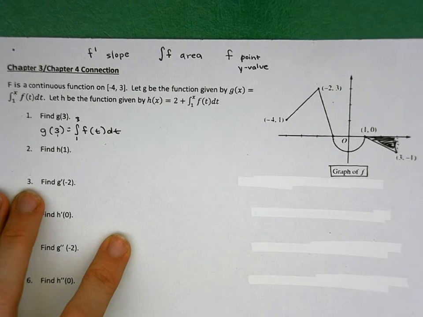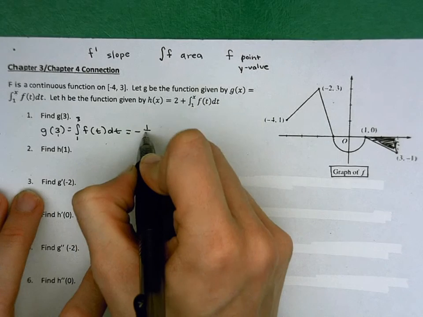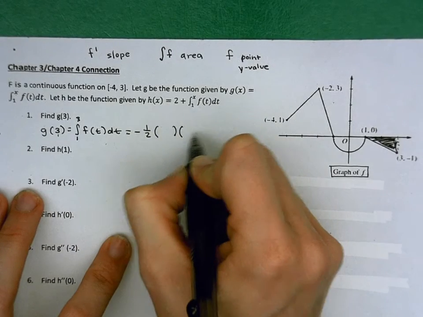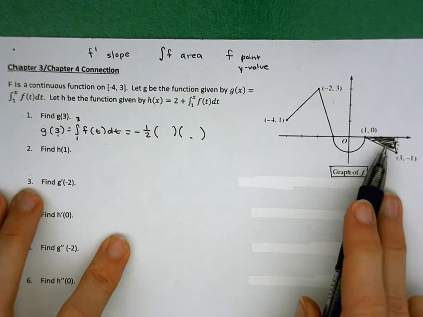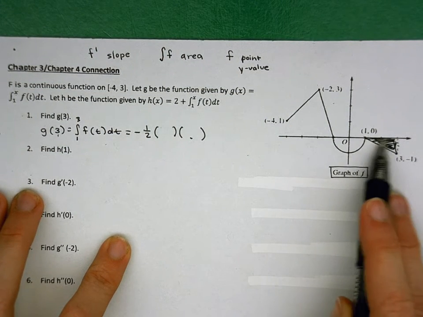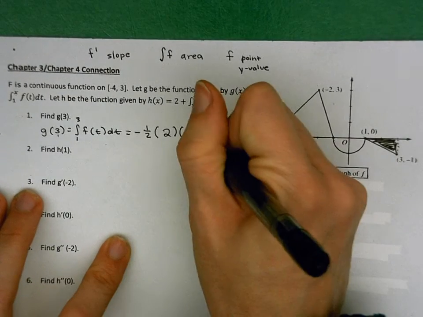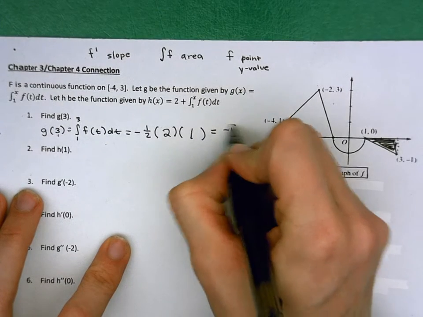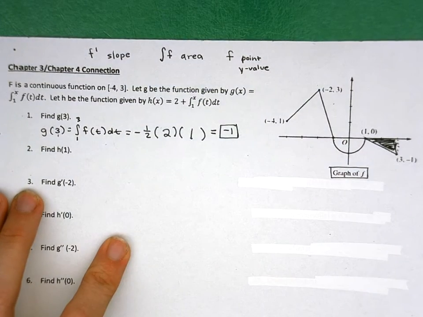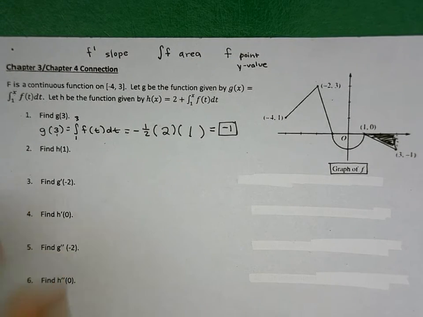Also, I need to make sure I take into consideration its location. It's below the x-axis, so this is going to be a negative area. So negative 1/2 base times height for my triangle here. My base here is 1, 2, and my height is 1. So negative 1/2 times 2 times 1 is negative 1. Okay, if you need to, pause the video, really digest that, and then see if you can try number 2 on your own. Start it again when you're ready.